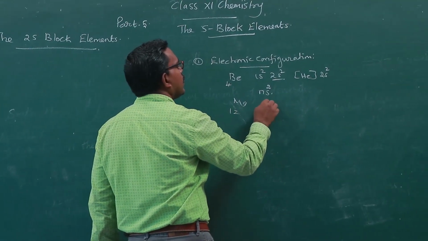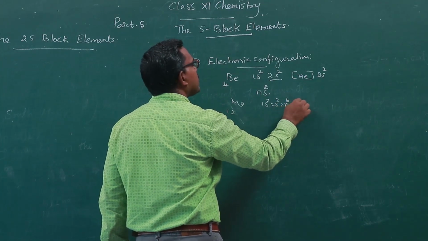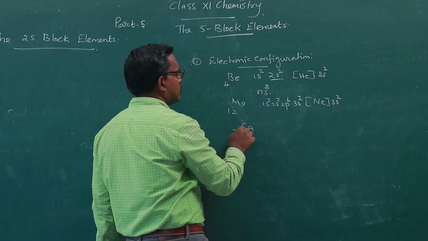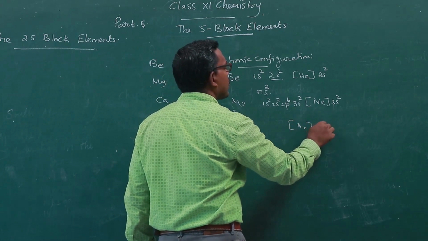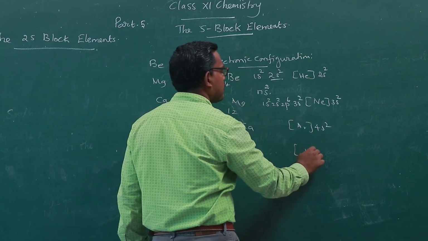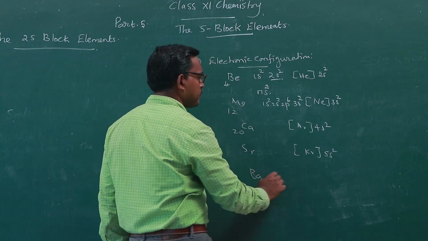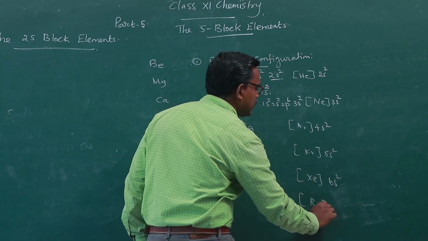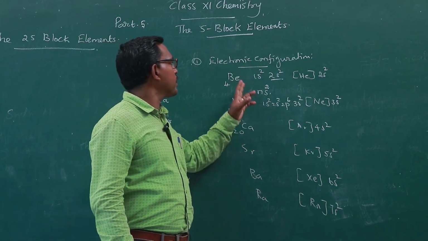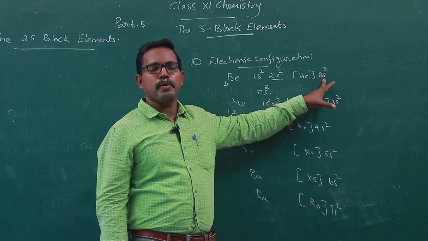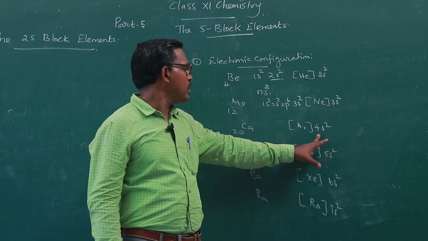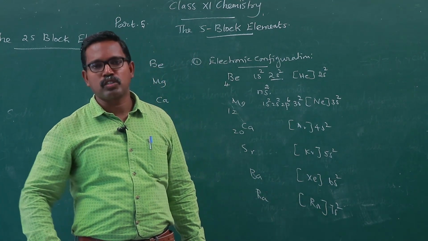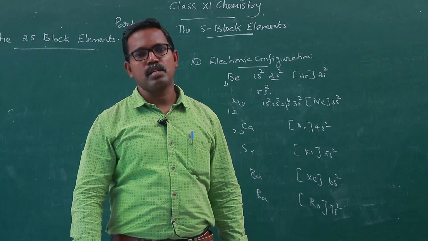Magnesium, atomic number 12, electronic configuration 1s2, 2s2, 2p6, 3s2. It is written like this: configuration of neon 3s2. Similarly, calcium 20, so it is argon 4s2. Strontium, krypton 5s2. Barium, xenon 6s2. Radium, radon 7s2 configuration. So these are the electronic configurations of alkaline earth metals. Beryllium outer configuration 2s2. Similarly, magnesium 3s2, calcium 4s2, strontium 5s2, barium 6s2, radium 7s2. Therefore, the general electronic configuration of the alkaline earth metals is ns2.